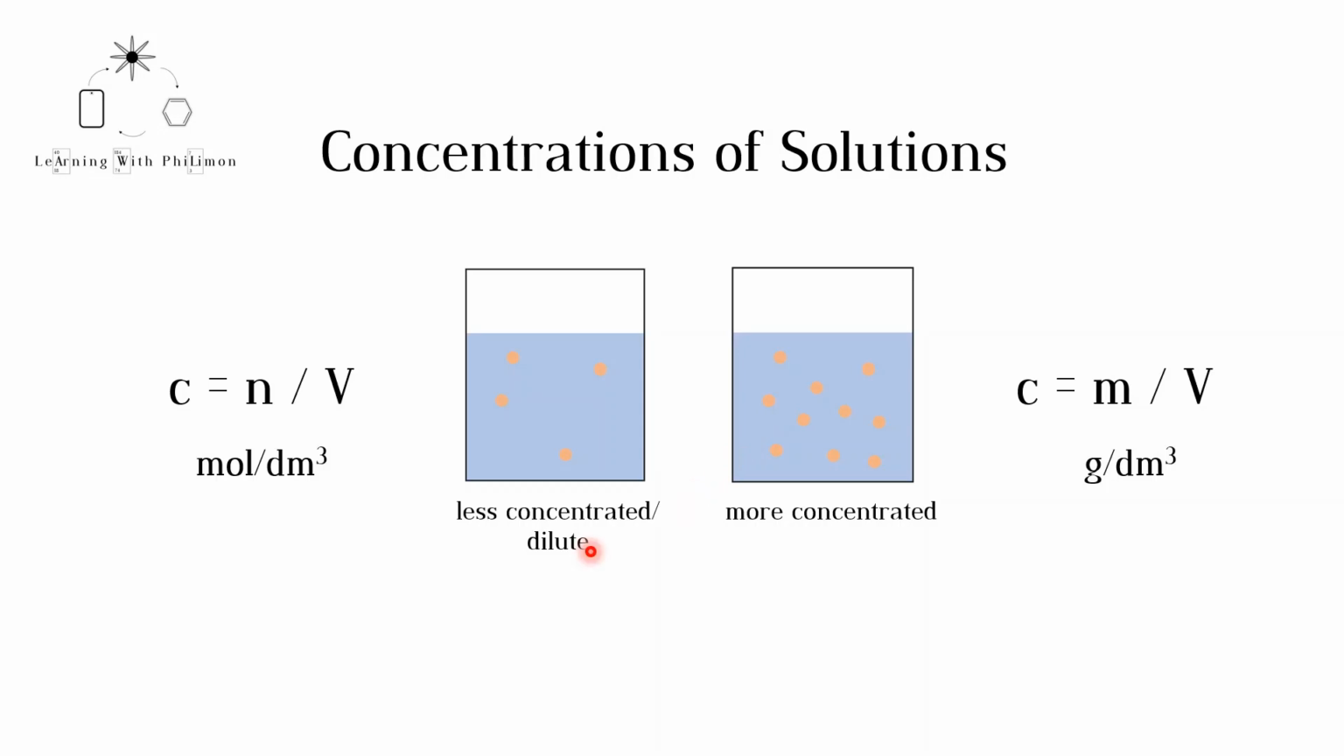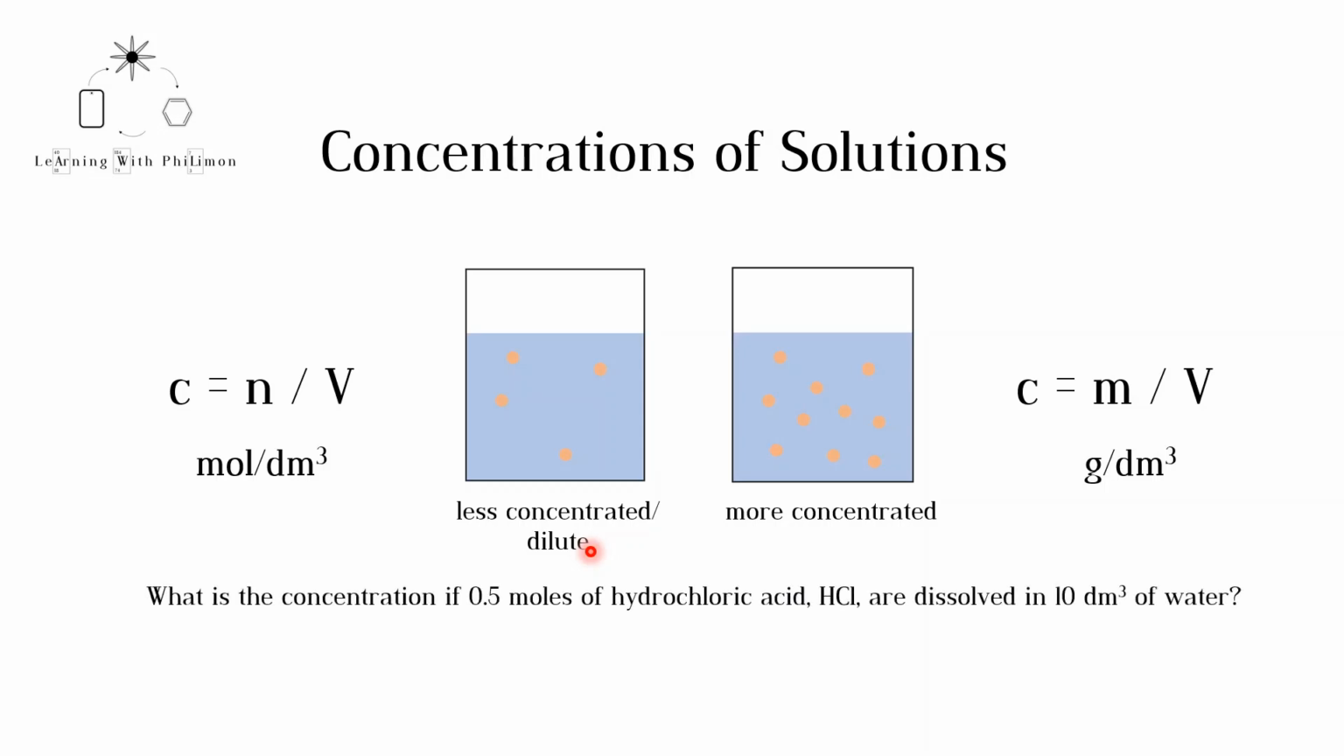Let's see how these equations are used in practice using the following question. What is the concentration if 0.5 moles of hydrochloric acid, HCl, are dissolved in 10 dm cubed of water? Substituting the values into this equation, we get the following calculation. The concentration of the solution is 0.05 moles per dm cubed.